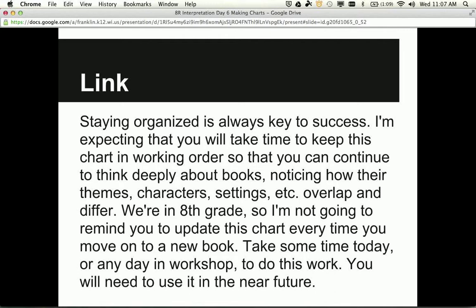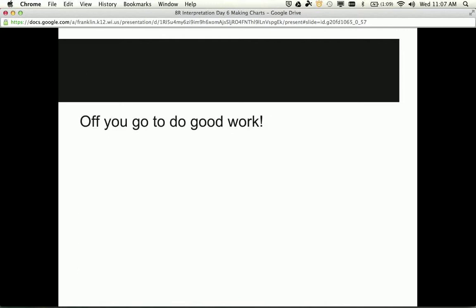And if you don't do this work now, then you're really going to have a hard time doing any type of assessment that we're going to ask you to do in the future. So take the time to do it, and like the lesson says, keep it updated. Whenever you finish a book, go add it. As you're reading the book, add it in as you're coming across these things. Off you go to do good work.